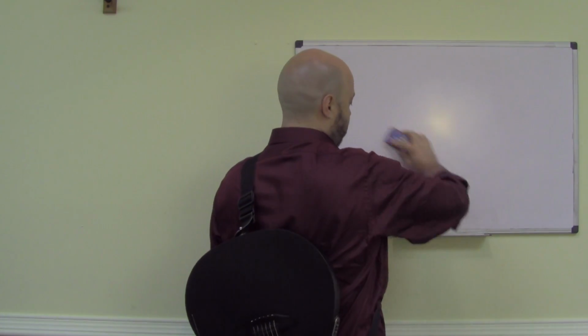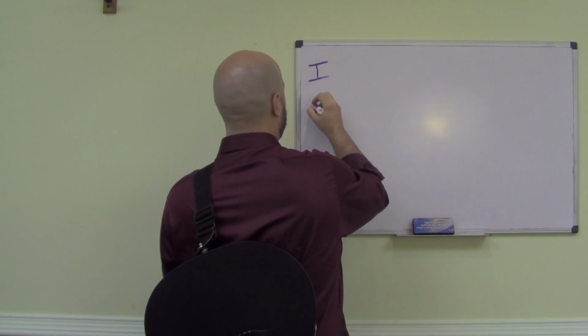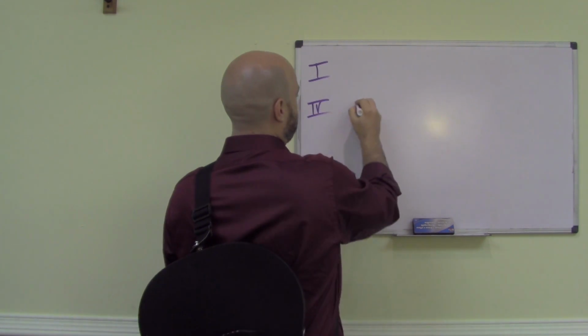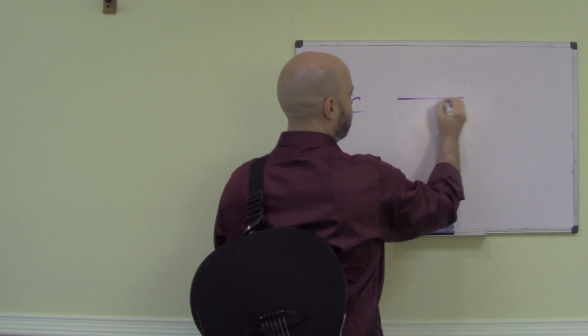Now we're going to play a C add 9, which is the 4 chord in the key of G.